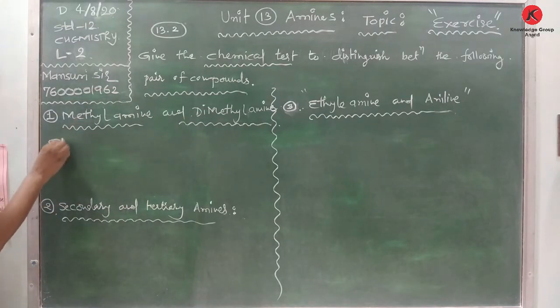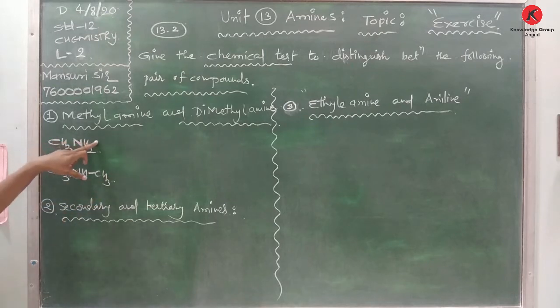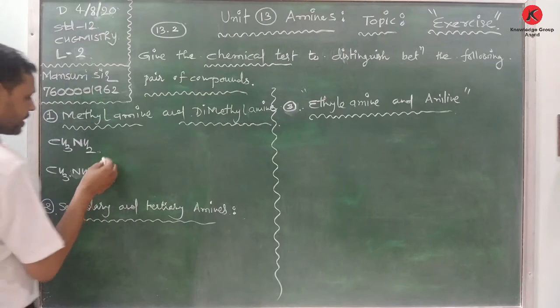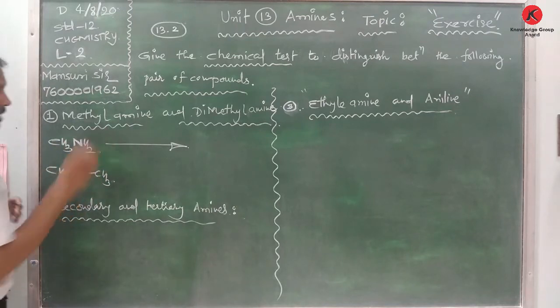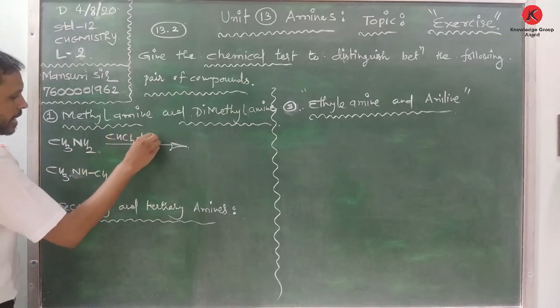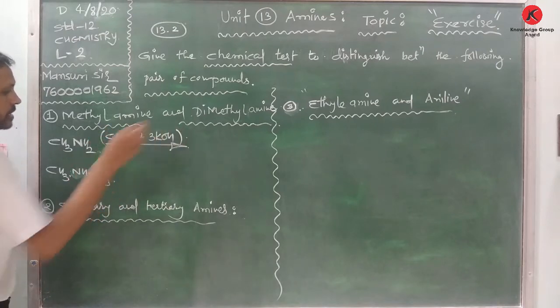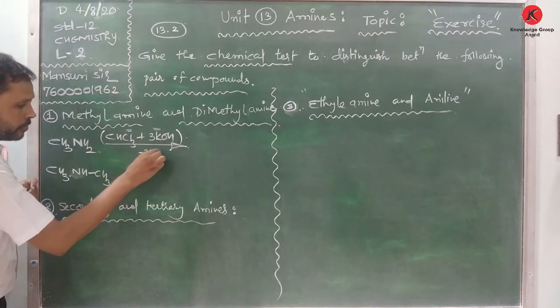Now methylamine, that means CH3NH2, and dimethylamine, that means CH3NHCH3. This is my primary amine, this is my secondary amine. As you know very well, primary amine gives the carbylamine test. Carbylamine means you have alcoholic KOH and chloroform, the mixture of chloroform CHCl3 and alcoholic KOH. Now you can see that 3 K and 3 Cl will be removed.